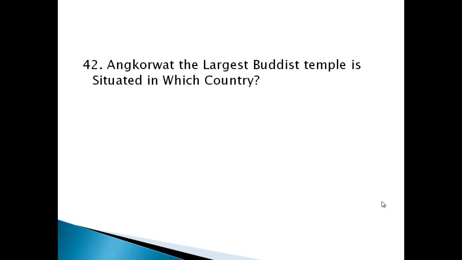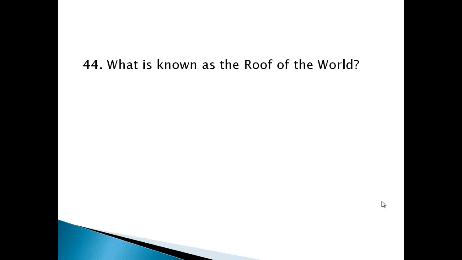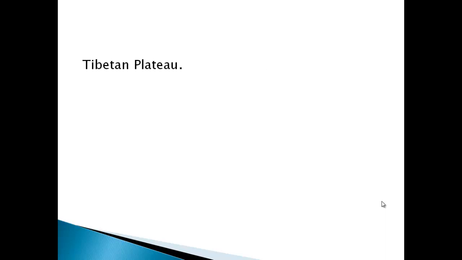Angkor Wat, the largest Buddhist temple, is situated in which country? Cambodia. Which fish has colorless blood? Ice fish. What is known as the roof of the world? Tibetan Plateau.